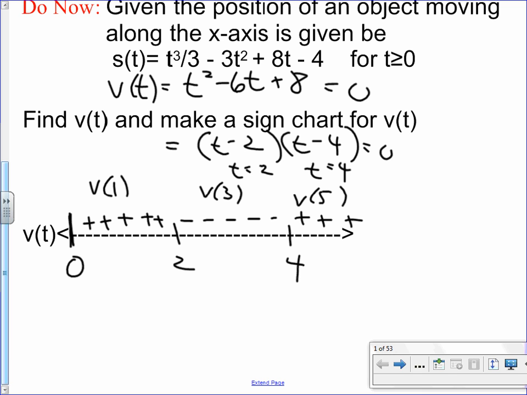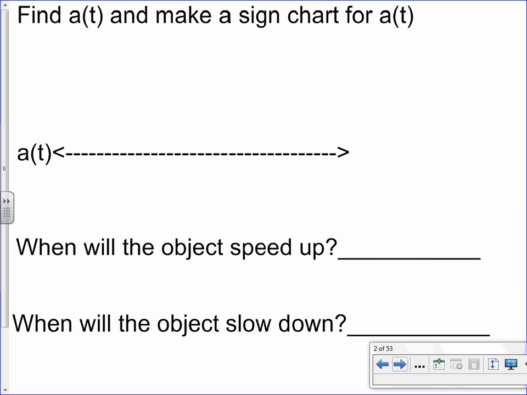Okay, the second part of this, we're asked to make a sign chart for the acceleration. So we'll find the acceleration, which is the derivative of velocity. If we take the derivative of our velocity function, we get 2t minus 6. So we found our acceleration. Now we want to make a sign chart for acceleration. We want to know for what values of t acceleration is positive and for what values of t it's negative.